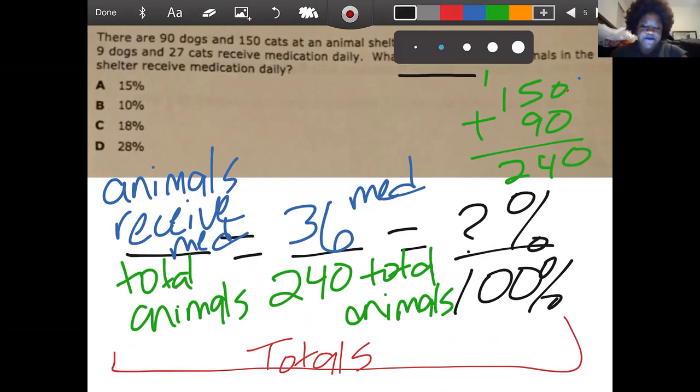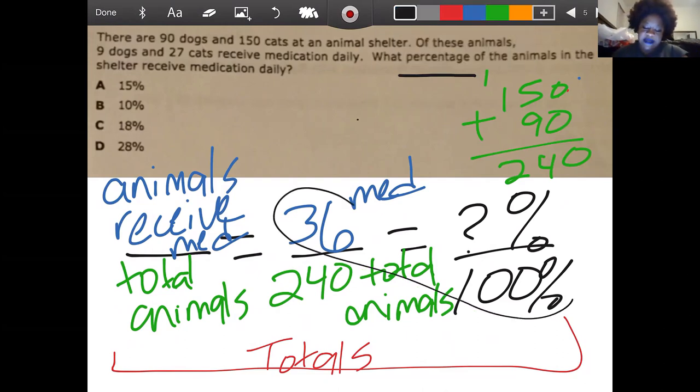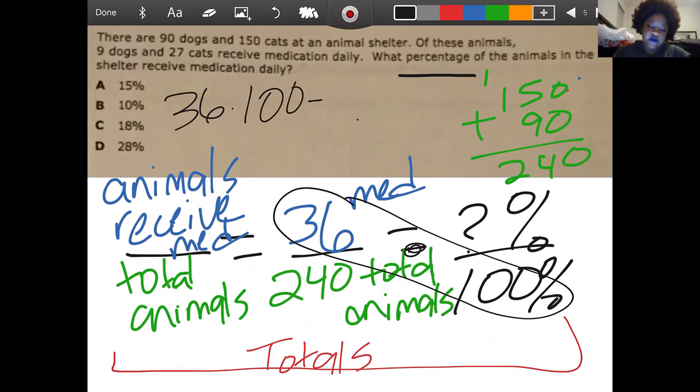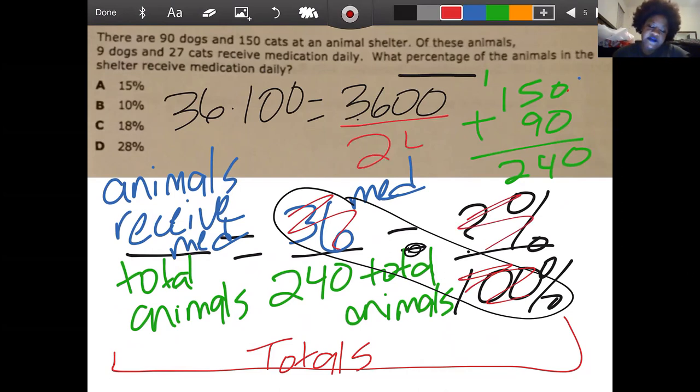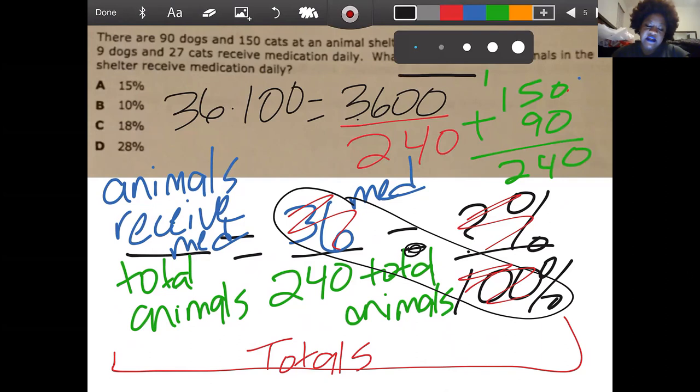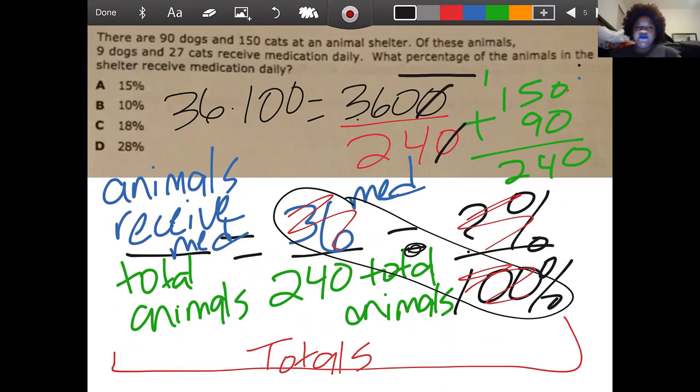And so all you're going to do here, it's cross multiply. So you're going to multiply 36 times 100, which is 36 plus two zeros. And then you're going to divide that by whatever number is left. We've already used those. And the only number left is 240. And we're going to go ahead and divide that. Now remember, if you have a zero on the top and bottom, you can cross it out. So now you have 360 divided by 24. So once you divide that, you're going to get 15%. So 15% of the animals in the shelter receive medication daily. Okay.